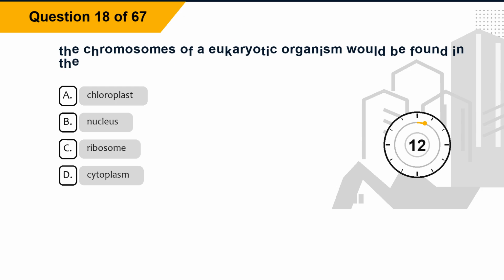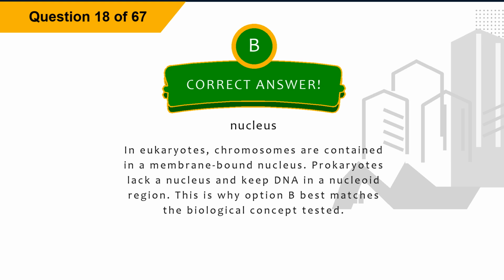Question 18. The chromosomes of a eukaryotic organism would be found in the: Option A, chloroplast. Option B, nucleus. Option C, ribosome. Option D, cytoplasm. The correct answer is option B, nucleus. Explanation. In eukaryotes, chromosomes are contained in a membrane-bound nucleus. Prokaryotes lack a nucleus and keep DNA in a nucleoid region.